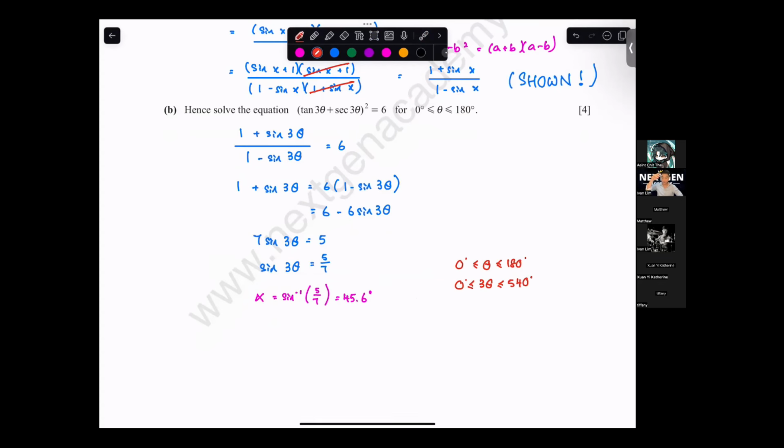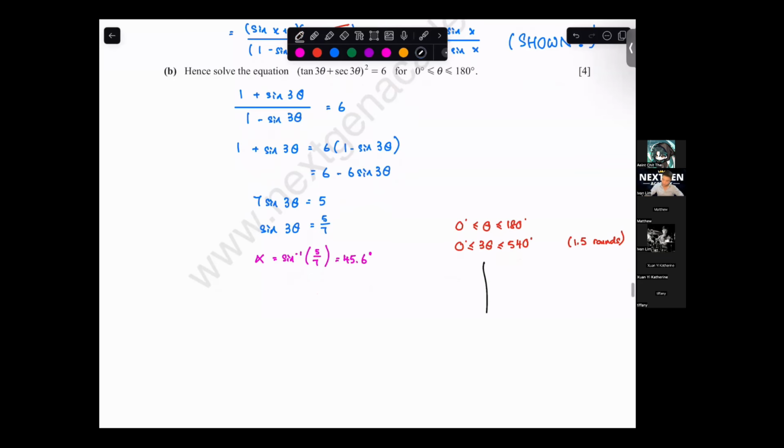So think about it now, how much is 540 degrees? This is 1.5 rounds, right? So it's 360 plus another 180. Okay, how do we make sense of this? When you draw out your ASTC, your 4 quadrants here, we select first, sine is positive. So which quadrant do we use? Sine is positive. AS, quadrant 1, quadrant 2. Quadrant 1, my angle is alpha. Quadrant 2 is 180 minus alpha.